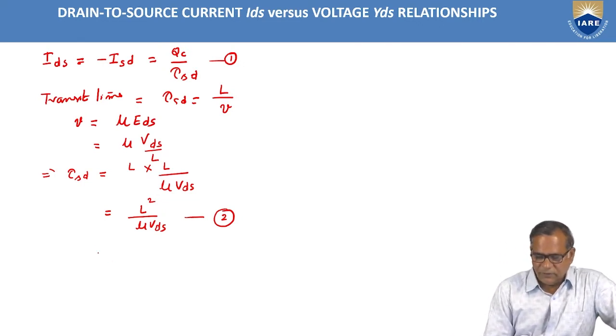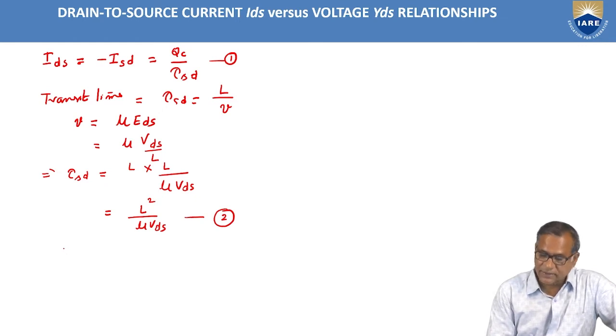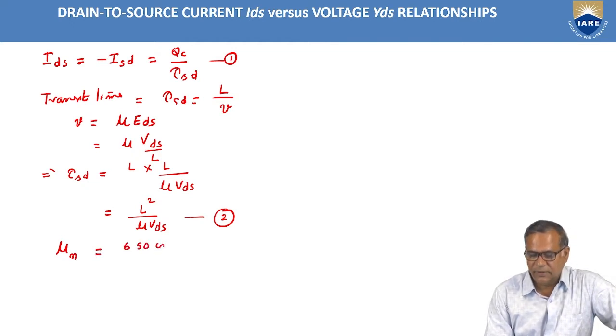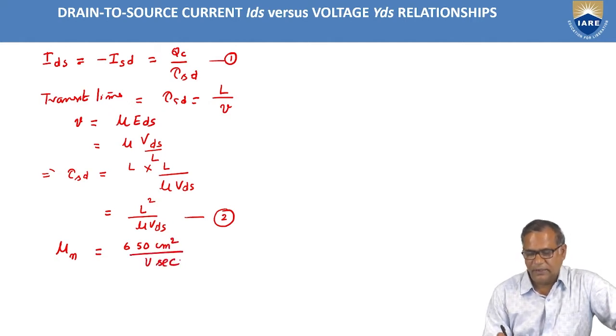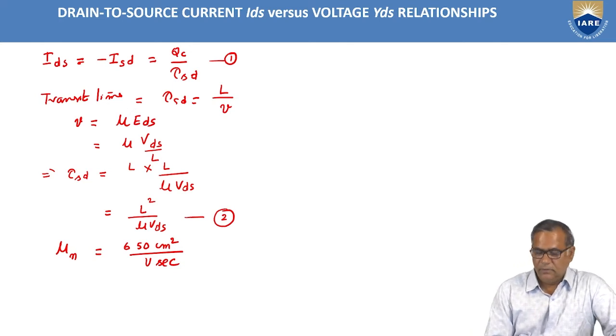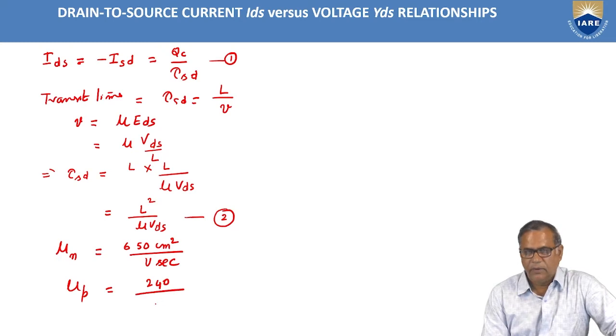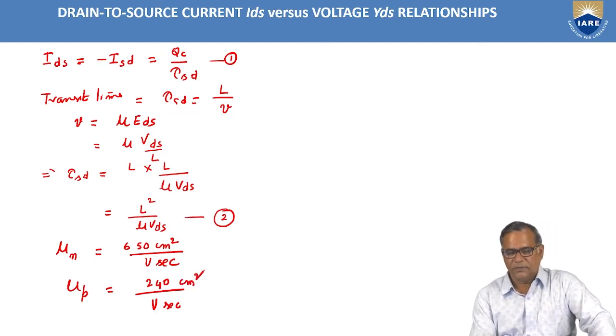So the typical values of mobilities at the surface are mu n is equal to 650 cm square divided by volt second. That is for the electron. And for hole, mu p is equal to 240 cm square divided by volt second. So these are the typical values of mobility.